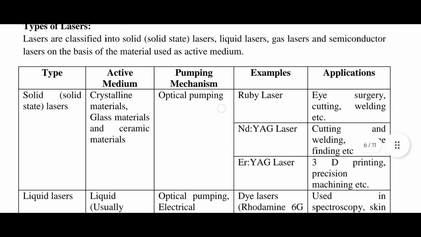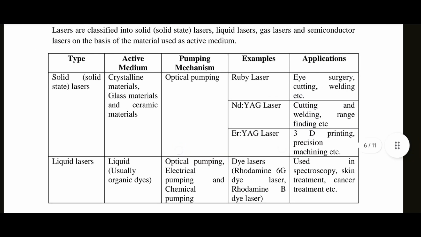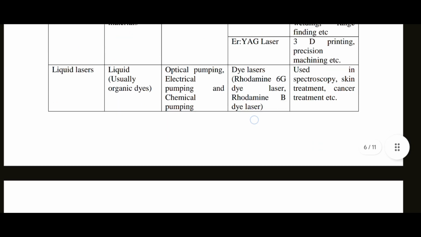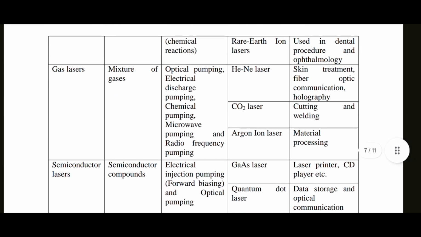If we consider the pumping mechanism, solid lasers usually use optical pumping. For liquid lasers, it is optical pumping, electrical pumping, chemical pumping, along with chemical reactions. For gas lasers, it is optical pumping, electrical discharge pumping, chemical pumping, microwave pumping, and radio frequency pumping. And for semiconductor lasers, it is electrical injection pumping, which means forward biasing, and optical pumping.